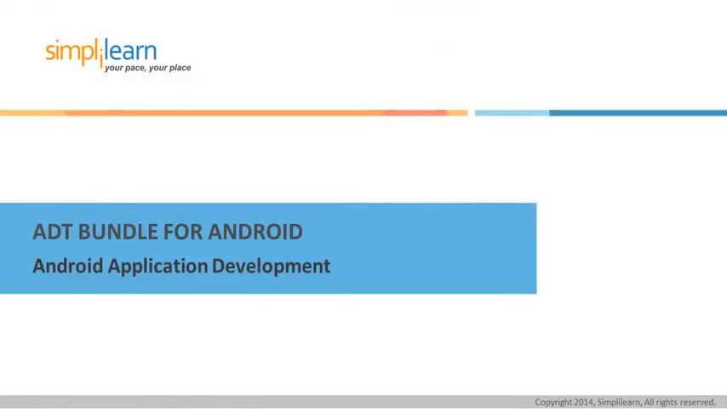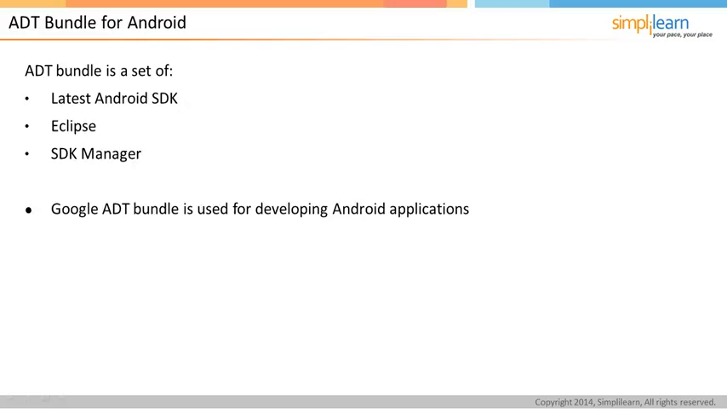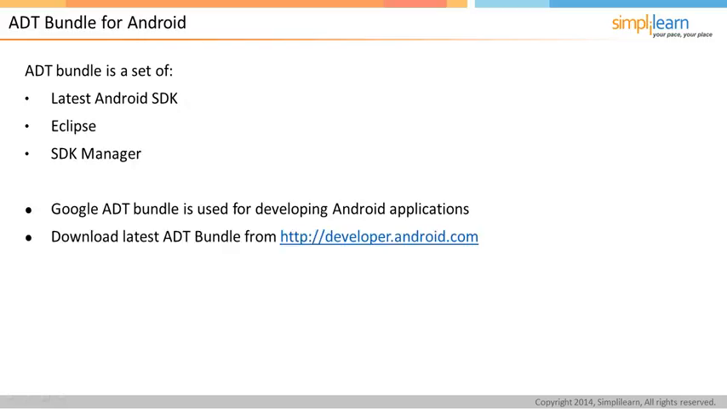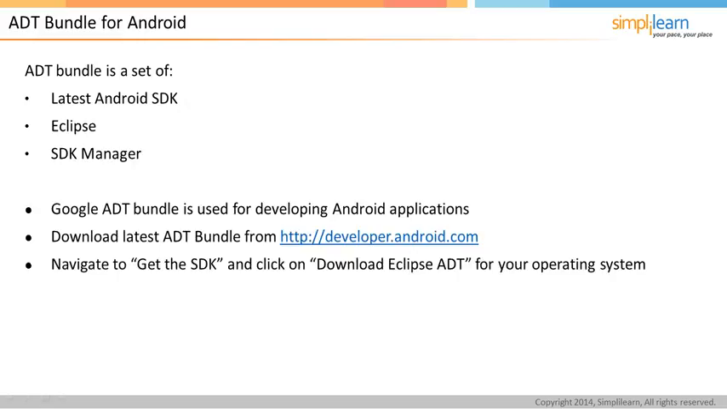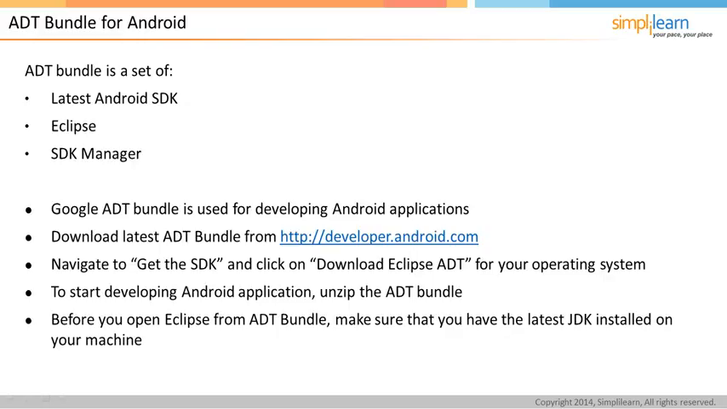In the next few slides, we will understand more about ADT Bundle for Android. ADT Bundle is a set of the latest Android SDK, Eclipse, and SDK Manager. In this course, we will use the Google ADT Bundle for developing Android applications. For this, download the latest ADT Bundle from http://developer.android.com. Navigate to Get the SDK and click on Download Eclipse ADT for your operating system. To start developing the Android application, unzip the ADT Bundle. Before you open Eclipse from ADT Bundle, ensure that you have the latest JDK installed on your machine.